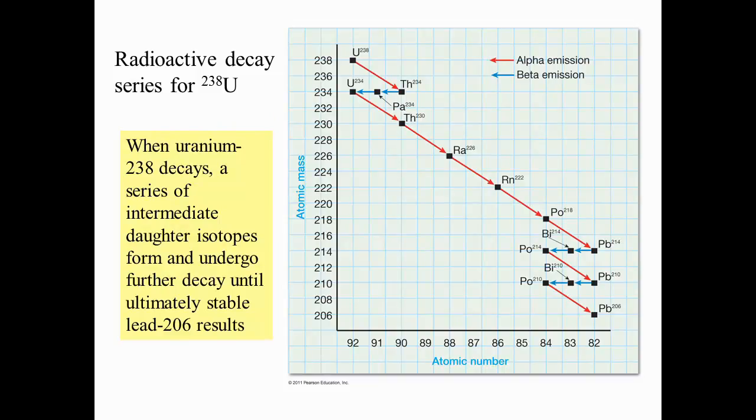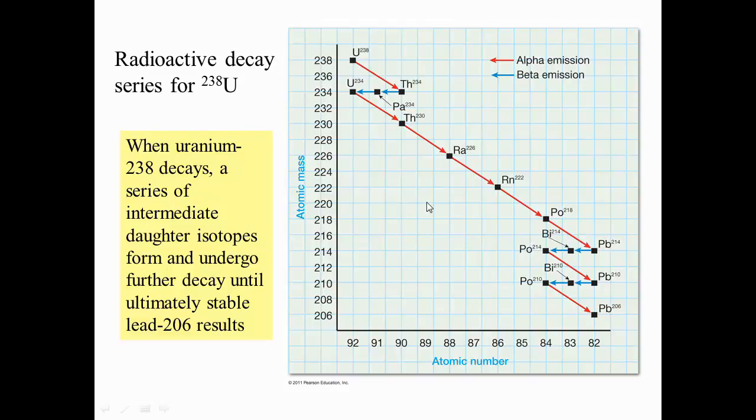Now, uranium-238 decays to a series of intermediate daughter isotopes, but those daughter isotopes are also unstable and continue to undergo radioactive decay until eventually, at the very end, we get the ultimate stable daughter isotope, lead-206.